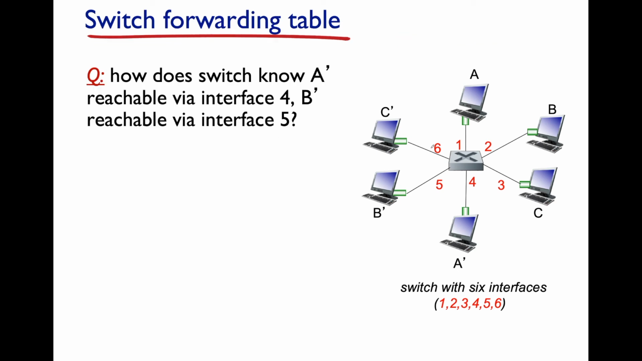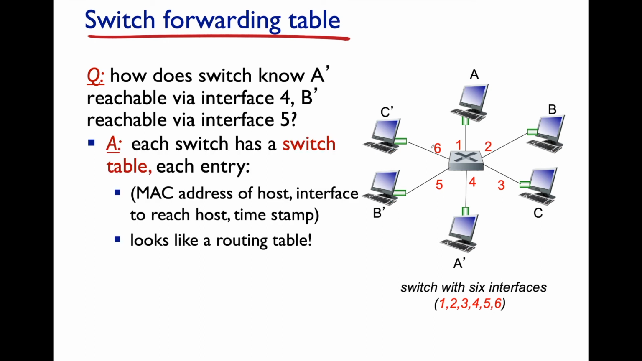And so the question then is, how does the switch know that the host at MAC address A prime is reachable via interface or port number 4, and that B prime is reachable via port number 5? How does it know that these MAC addresses, A prime and B prime, are reachable through their respective ports on the switch? Well, that's a great question.